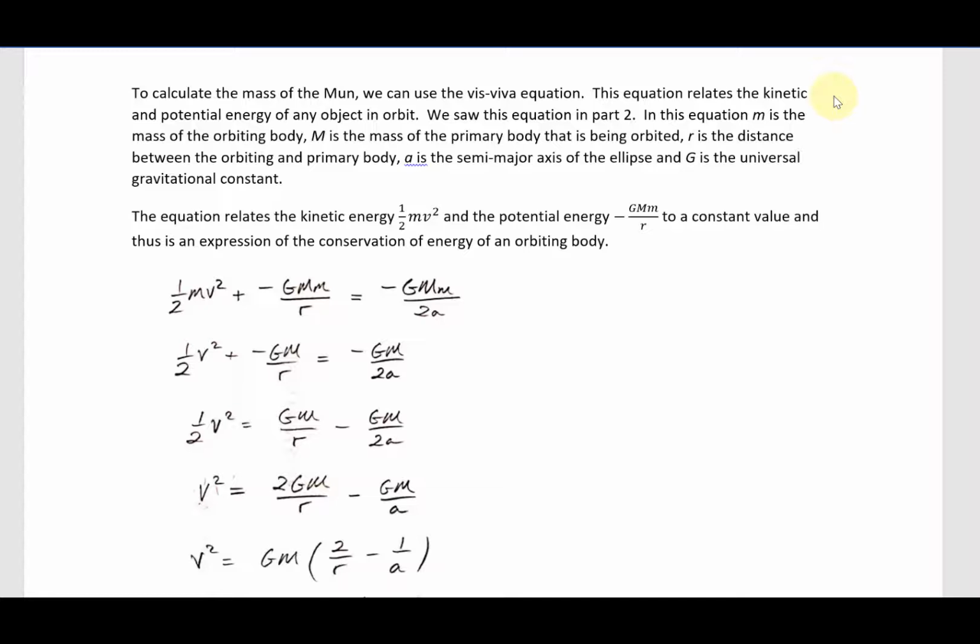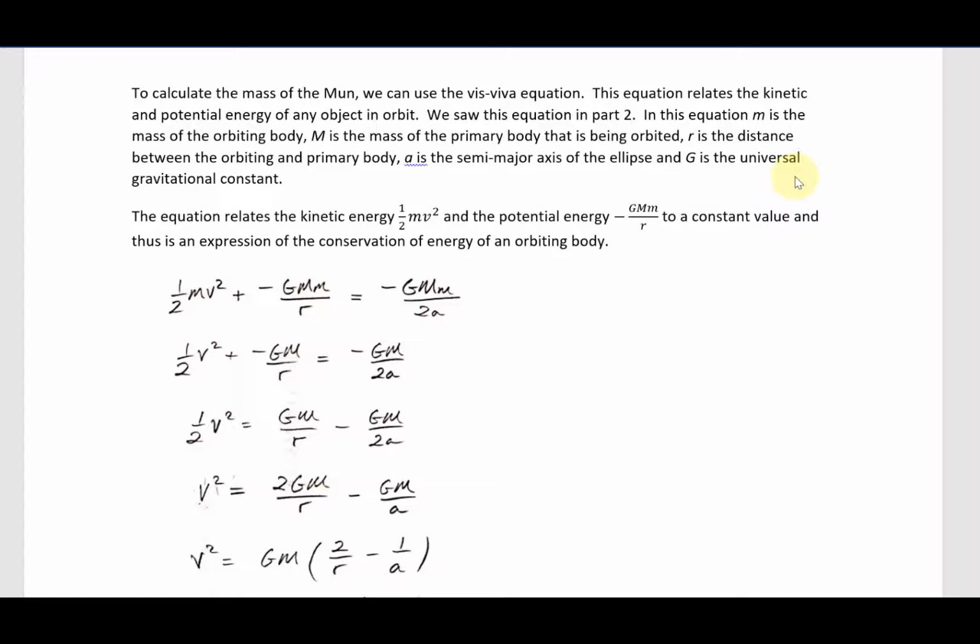You look at the altitude and use that as your distance, but actually you have to use the radial distance to the center of mass of the planet you're orbiting. So include the radius of the Mun here. A is the semi-major axis of the ellipse in the orbit, and capital G, that's the universal gravitational constant. It's the same value in real life as it is in Kerbal Space Program.